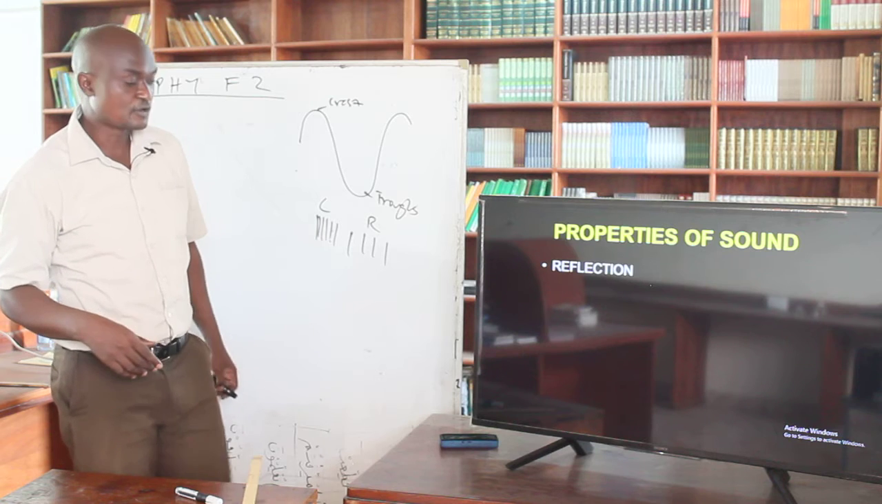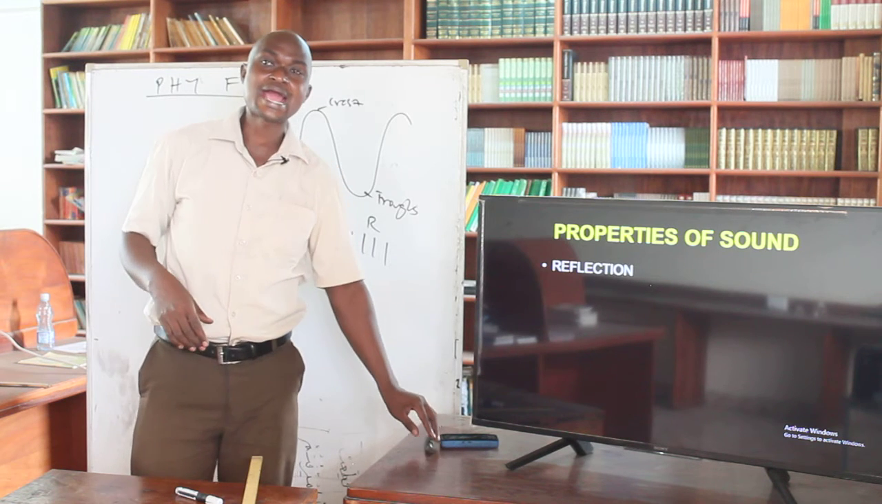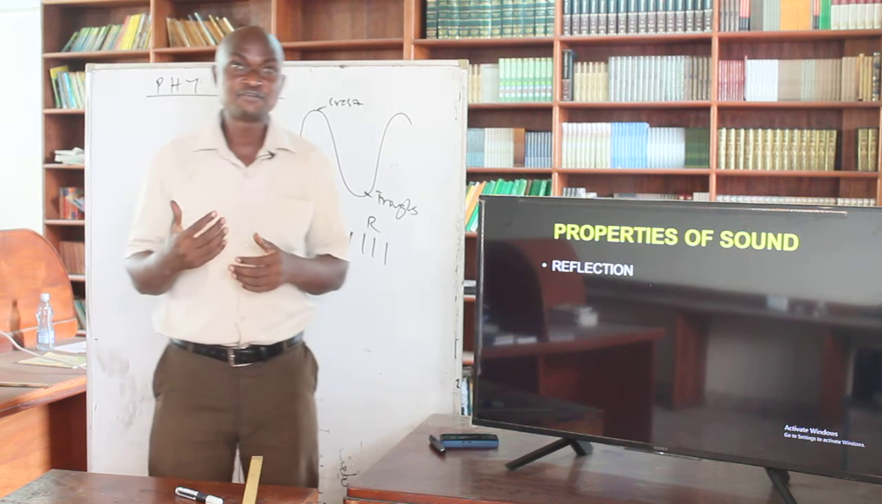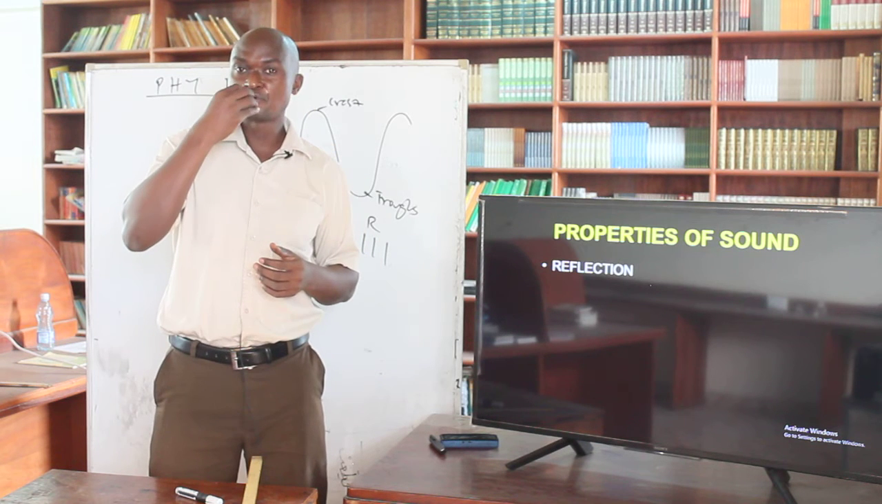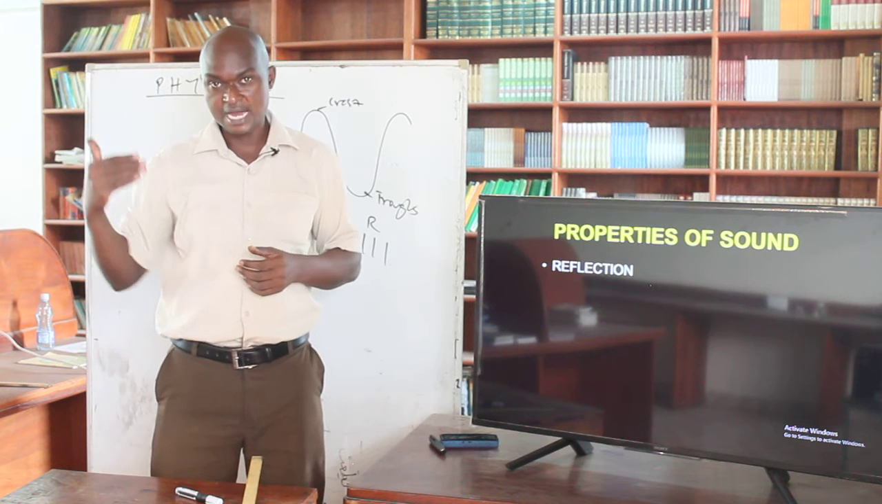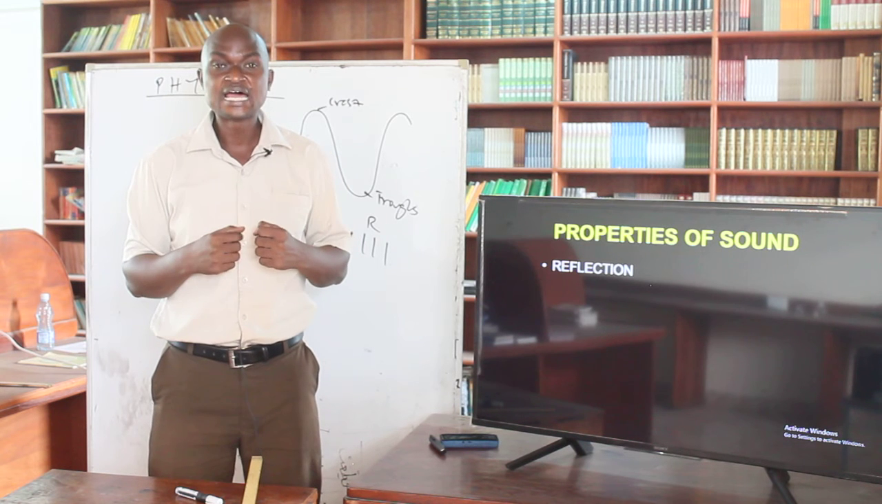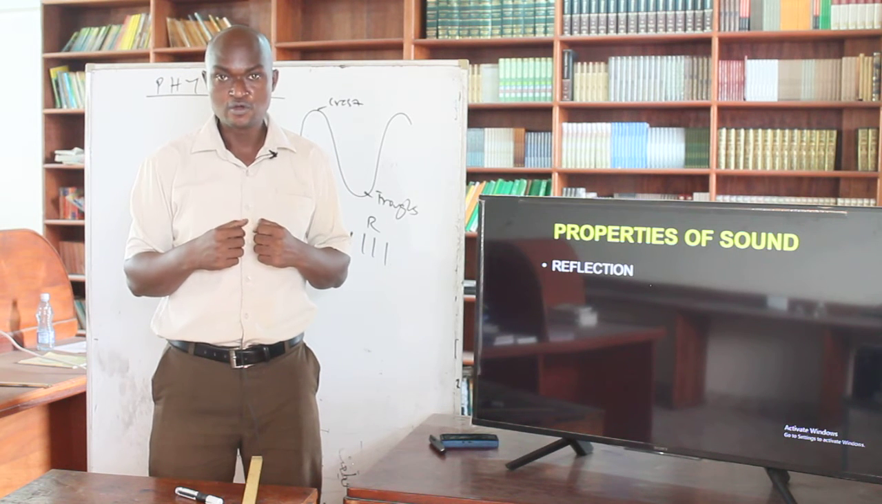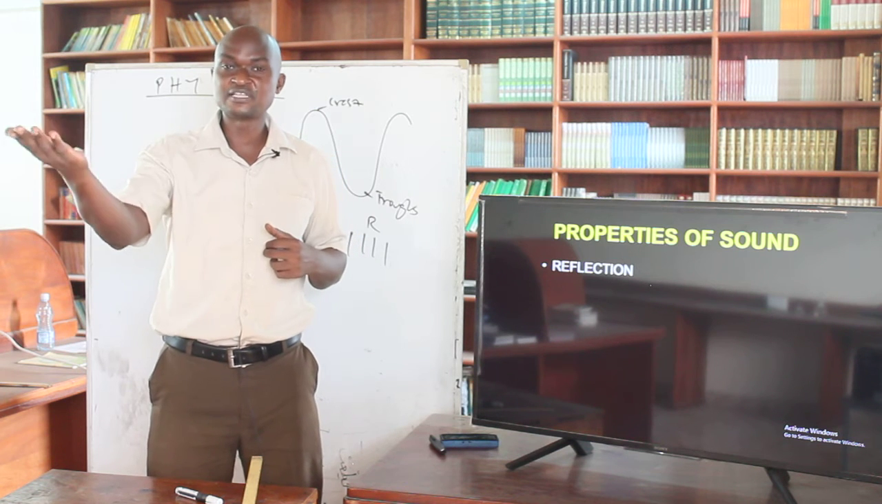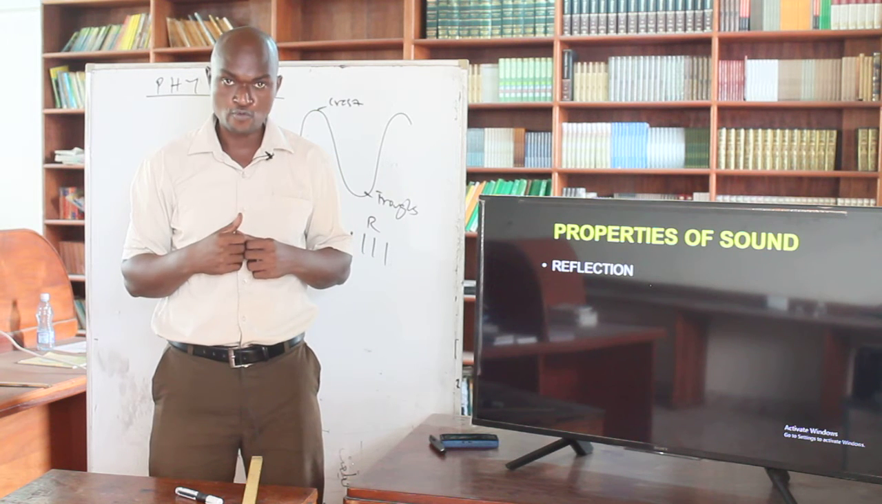So what are the properties of sound? Sound can be reflected. We'll talk more about this in our next lesson. Reflection means I produce sound, it hits an obstacle like a wall and comes back. When sound is reflected back by an obstacle, we call that an echo.